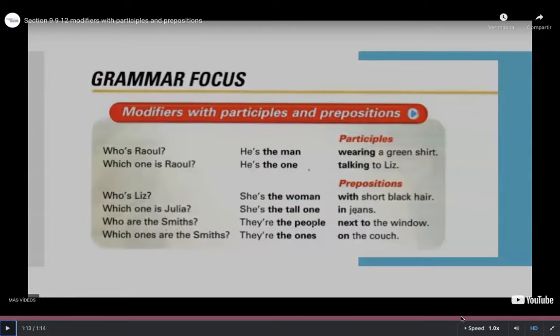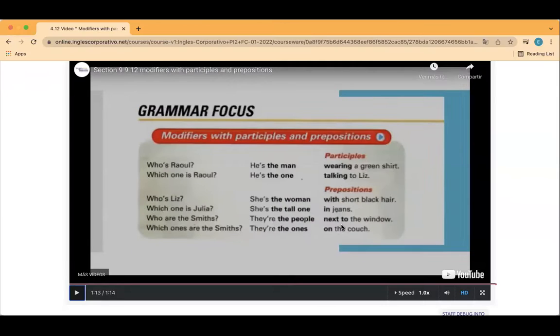¿Cuál es el tip que les dio? Lo más importante. Ok. Que estos son INGs y estos van después de la persona. That's it. ING and then after the person. It's ok.